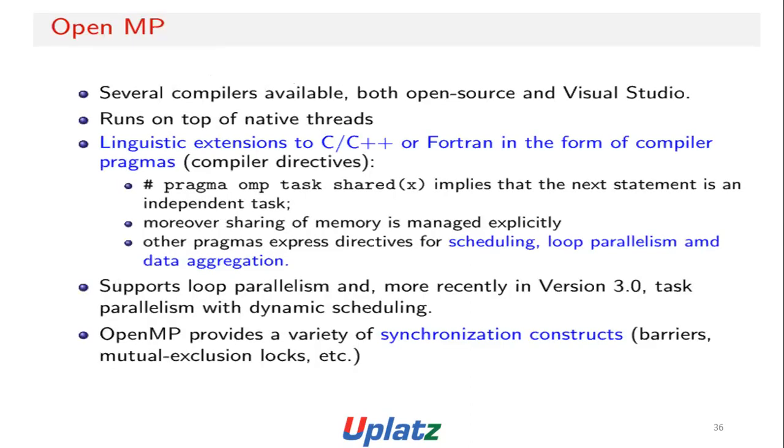OpenMP: several compilers are available, both open source and Visual Studio; it runs on top of native threads. It is a linguistic extension to C and C++, supported in the form of compiler pragmas. The pragma omp task shared(x) implies that the next statement is an independent task. Moreover, sharing of memory is managed explicitly. OpenMP also expresses directives for scheduling, loop parallelism, and data aggregation. Recently, in version 3.0, task parallelism with dynamic scheduling was added. OpenMP provides a variety of synchronization constructs: barriers, mutual exclusion, locks, etc.